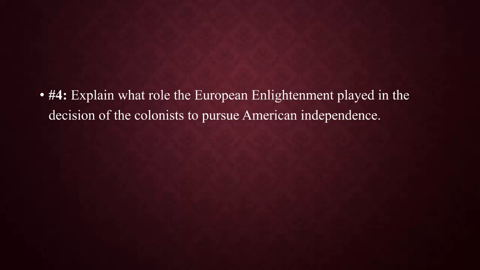Explain what role the European Enlightenment played in the decision of the colonists to pursue American independence. To a large degree, the Enlightenment very much gave the resistance and pushback and the alienation that the colonists were feeling against Great Britain an ideology and a language and a rationality. For example, the entire concept of liberty, which was so much entwined with the complaints of the colonists, was itself an Enlightenment idea in the form that they were using.